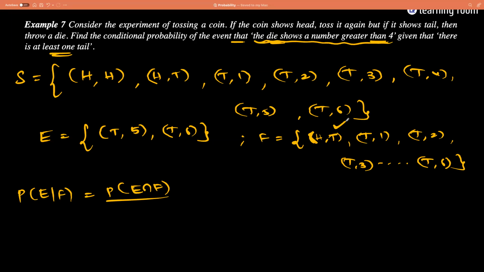Understood, sir. So probability of E intersection F divided by probability of F. What is the probability of E intersection F? T5, T6. So 2 out of how much? 8, because 1, 2, 3, 4, 5, 6, 7, 8. 2 out of 8 divided by, what is the probability of F? 1, 2, 3, 4, 5, 6, 7. 7 out of 8. So answer will be 7 or 9. 7 only, sir. 7 out of 8.